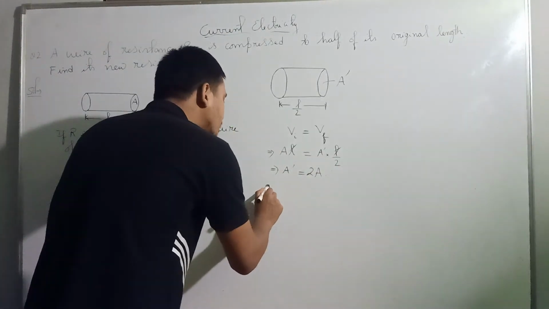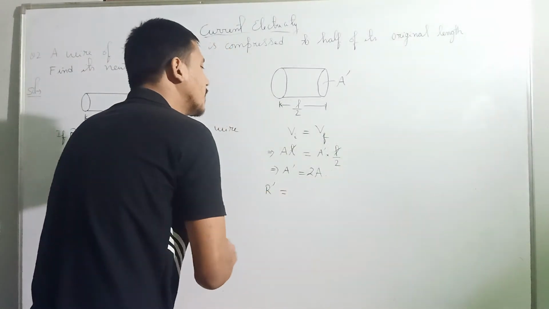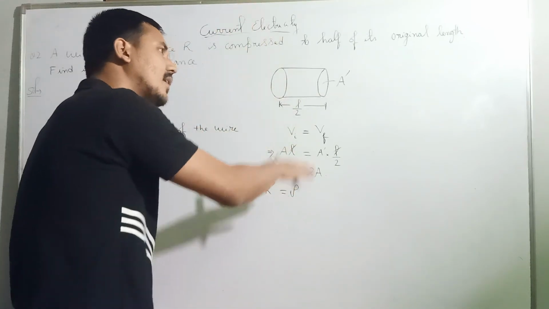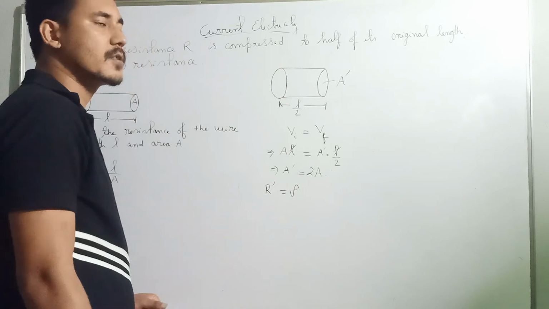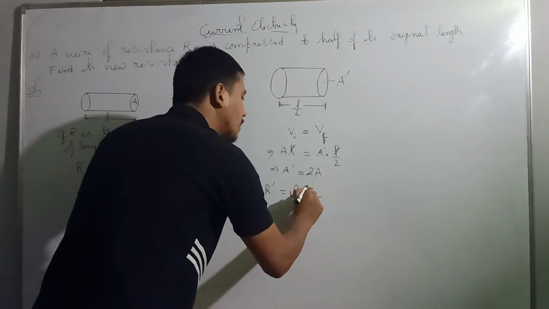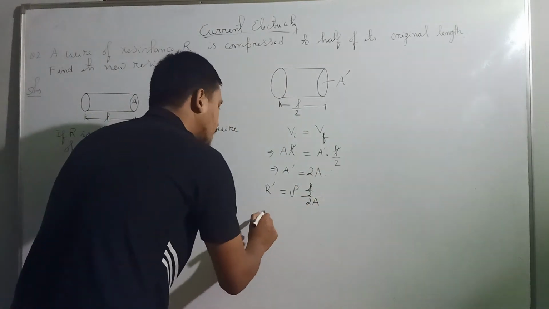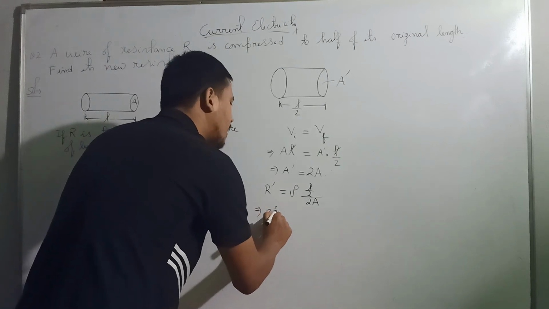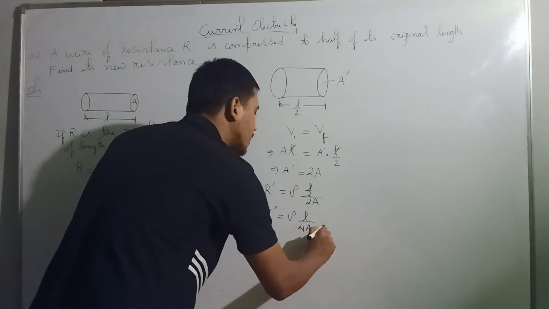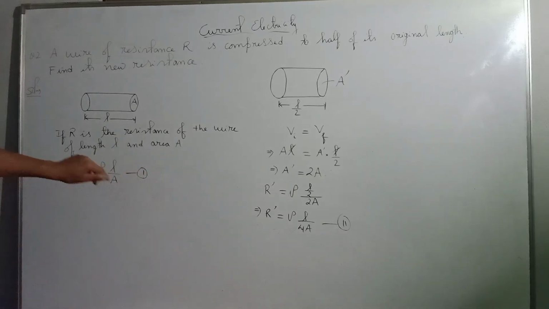Now if R dash is the new resistance of the wire, then R dash will be given by rho. Rho is always constant for the same material at the same temperature, resistivity always remains constant. And L now becomes L upon 2, and area becomes twice of A. So in that case, your R dash will be equal to rho L upon 4A. This is your equation 2. We can make this as equation 1. Then dividing equation 2 by 1.